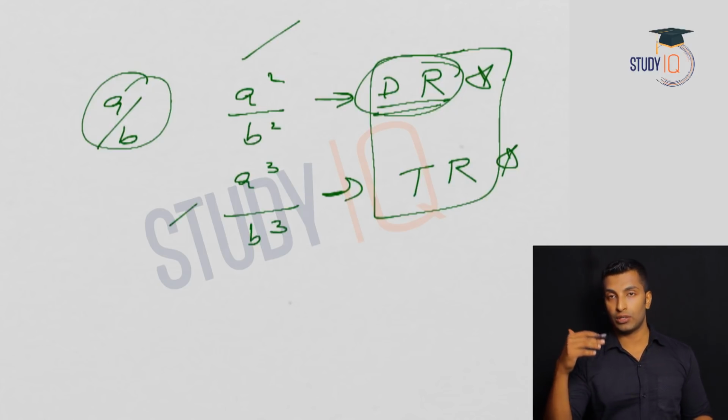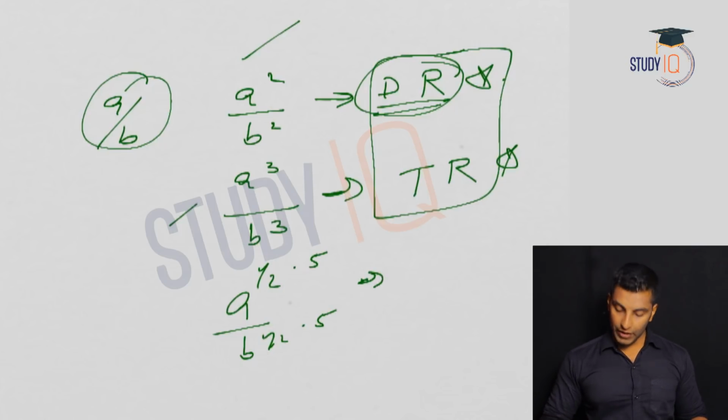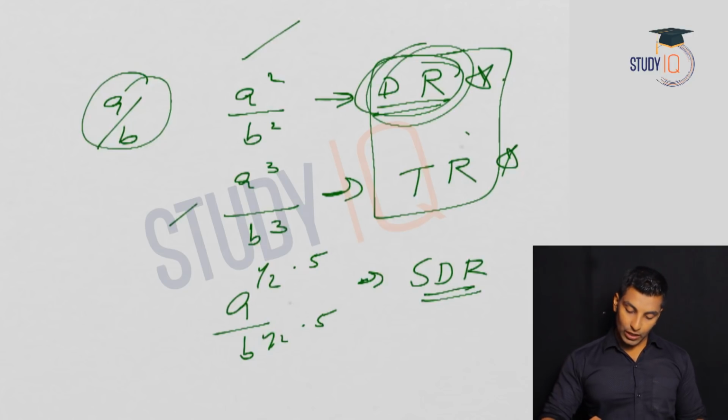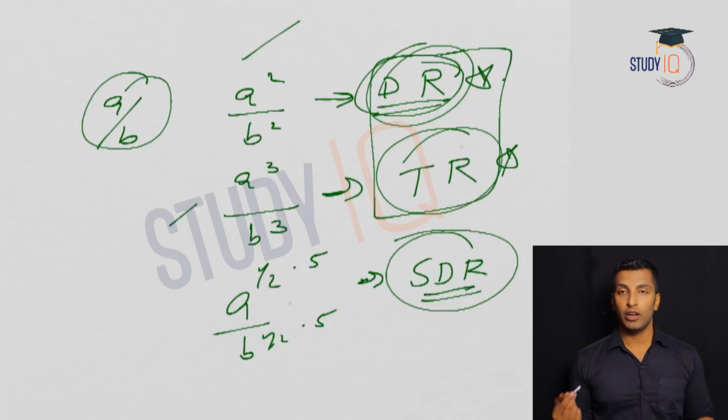Sometimes they will give you triplicate ratio in your question. So you need to understand that it was compounded itself 3 times. That's what triplicate ratio is. What about half? That is a raised to 1 by 2 and b raised to 1 by 2, or a raised to 0.5 and b raised to 0.5. What we call this is the sub-duplicate ratio. So this is duplicate ratio, triplicate ratio, now sub-duplicate ratio. These 3 words need to be known to you.